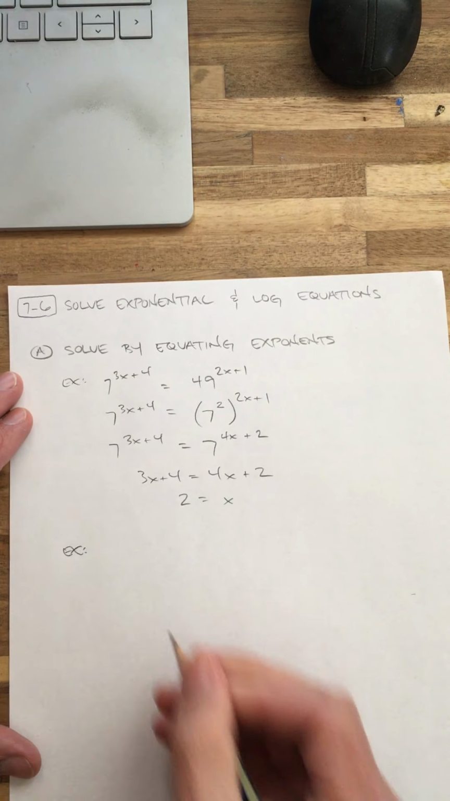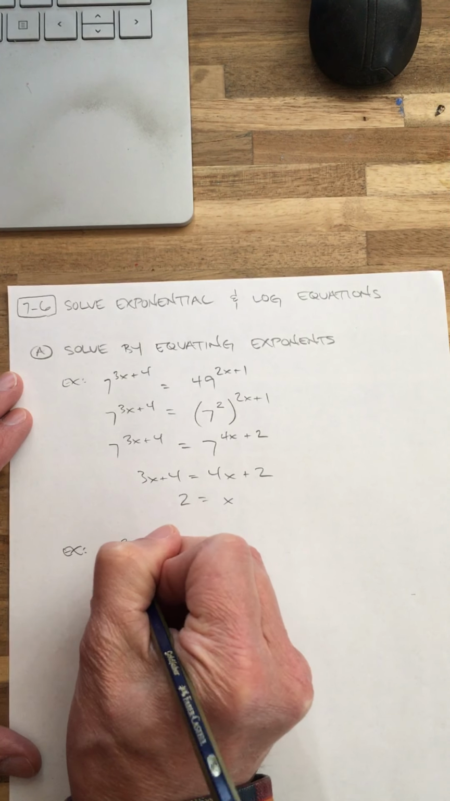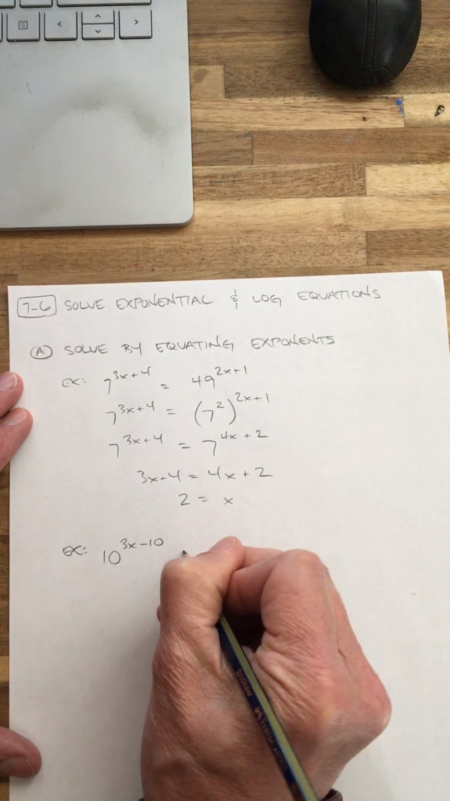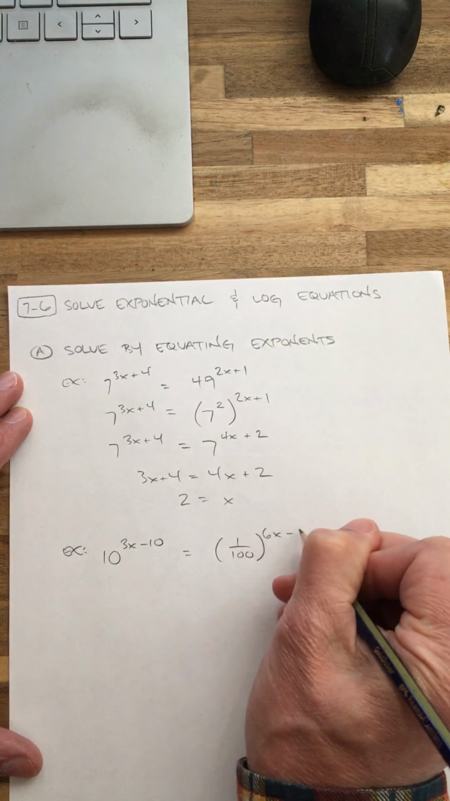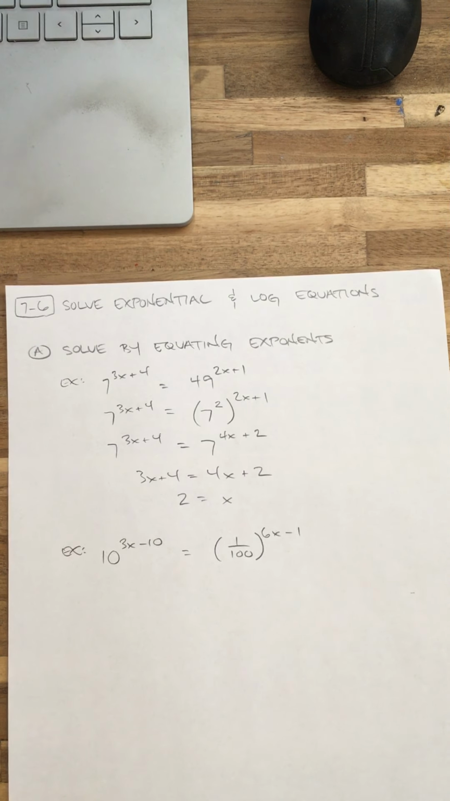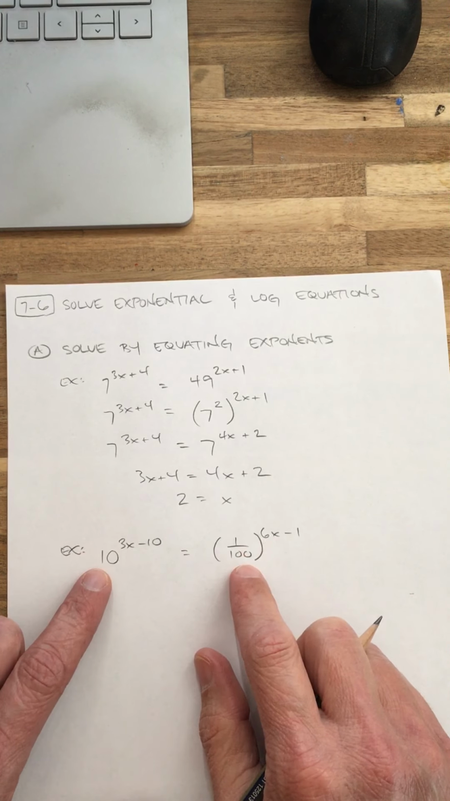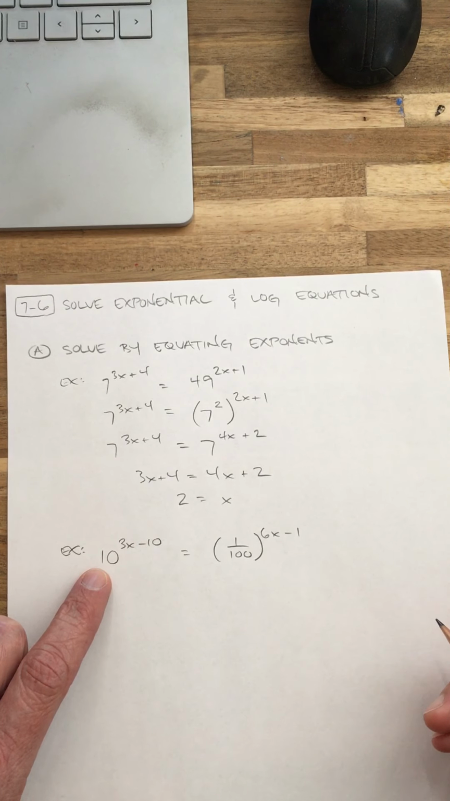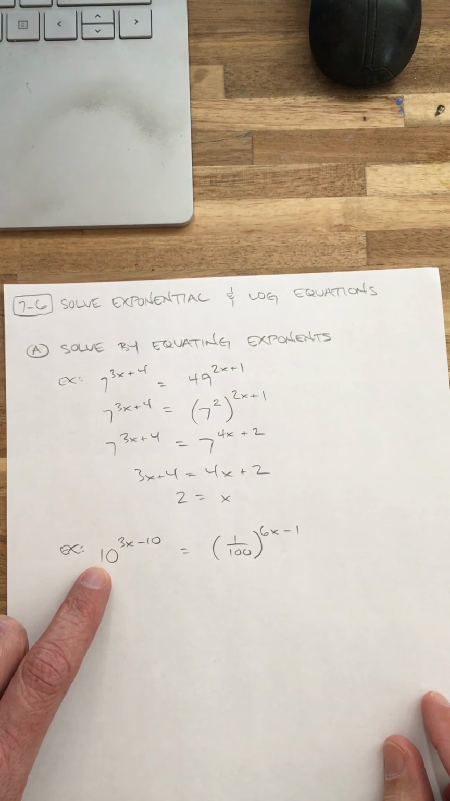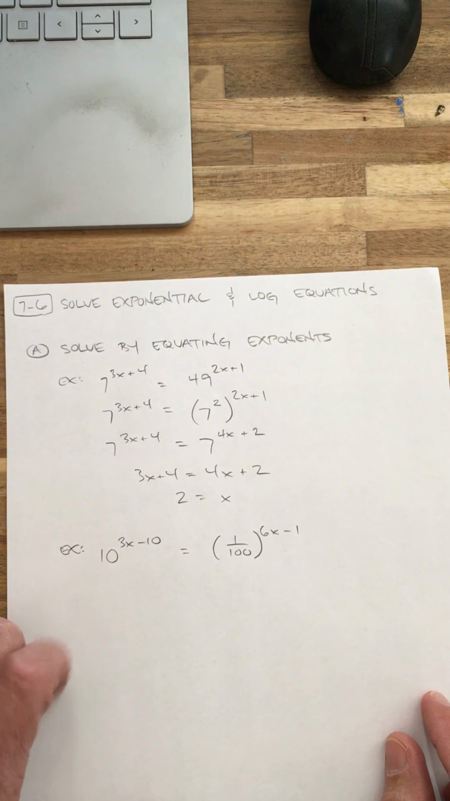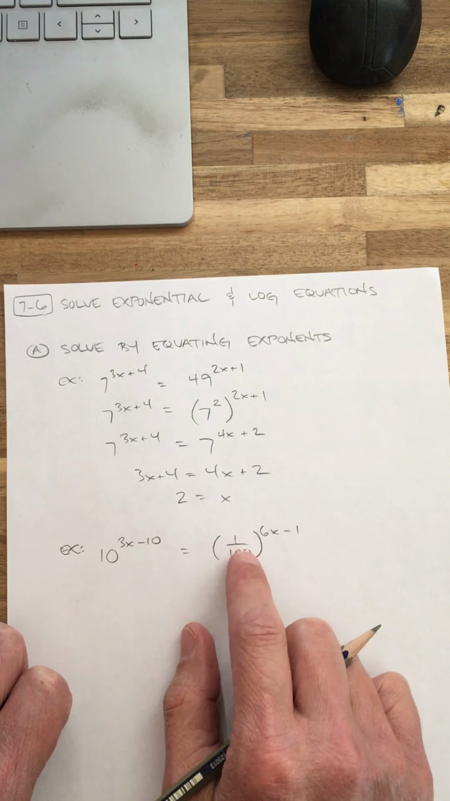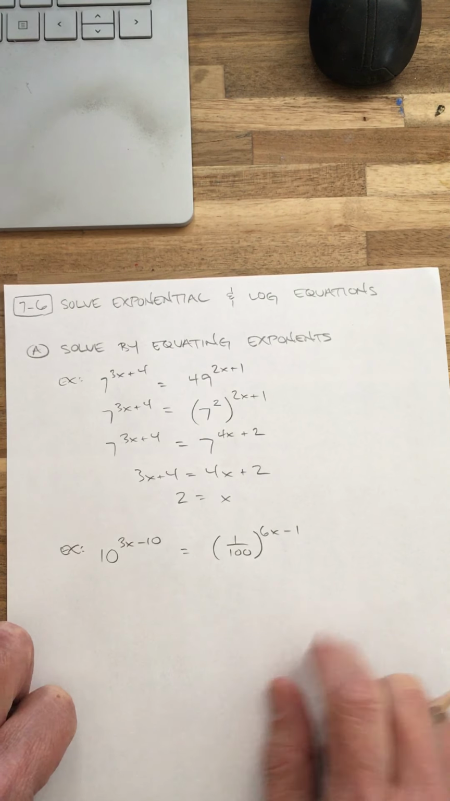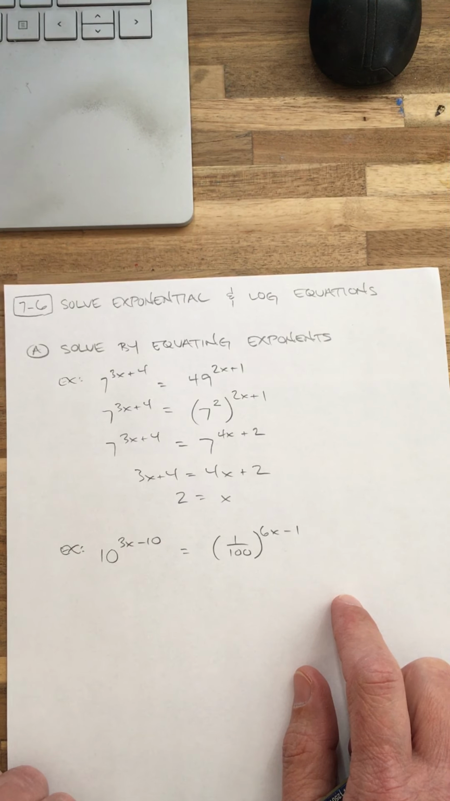Here we go. How about 10 to the power of 3x minus 10 equals 1 over 100, to the power of 6x minus 1. We're going to do the exact same thing, okay? All right, so they don't match, do they? We need them to match though. Now there's a couple different ways we can do this. I can get from 100 to a 10 by taking the square root. That's the power of 1/2. I'd also have to flip it, so it's going to be the power of negative 1/2, okay?